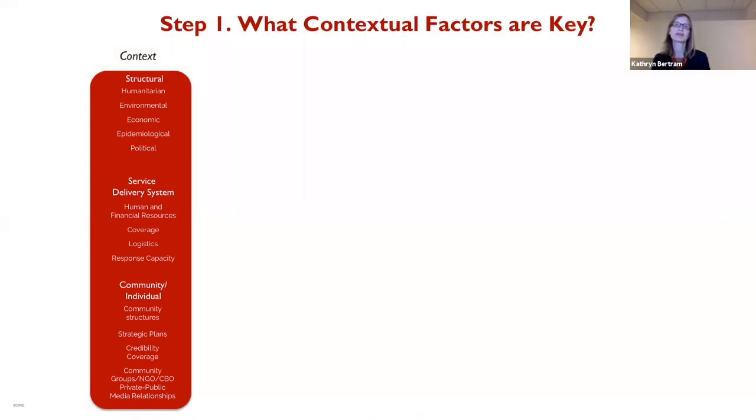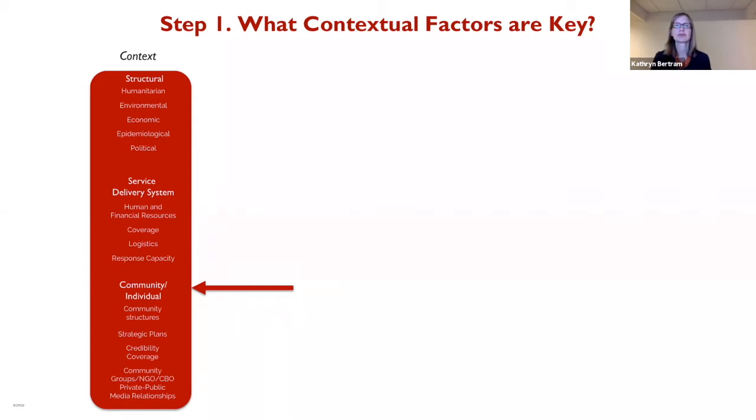We start by identifying the current situation in which your programming is being carried out, which may have changed since you first began the response. So what are the important elements we need to understand? Let's start at the community and individual level. This might mean having an understanding of those community structures and support systems and services, those key relationships and partnerships that enable an ability to engage and inform.